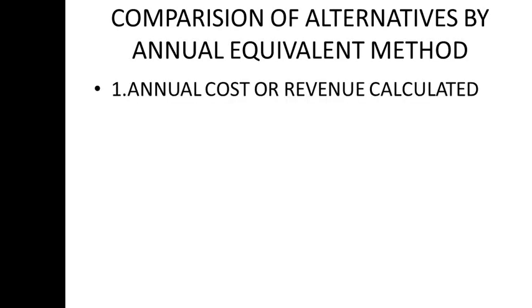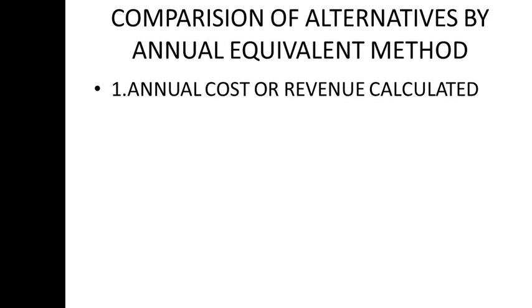In the previous problem we calculated the P value. Now we have to calculate the A value, annual cost or annual revenue. Both we can calculate. For example, two alternatives are there, and one is an annual cost problem.